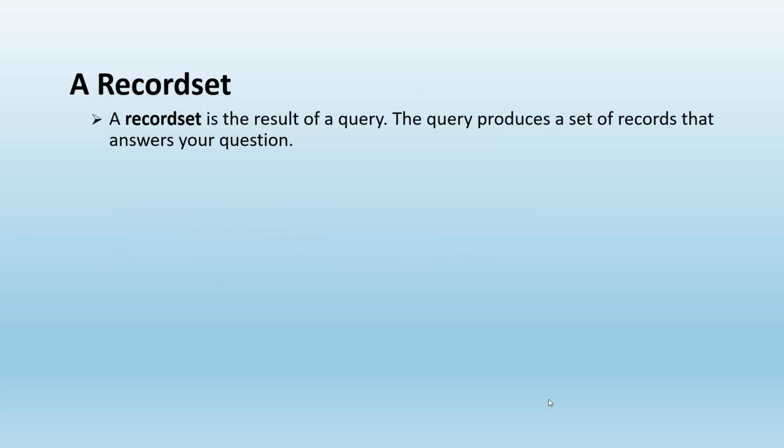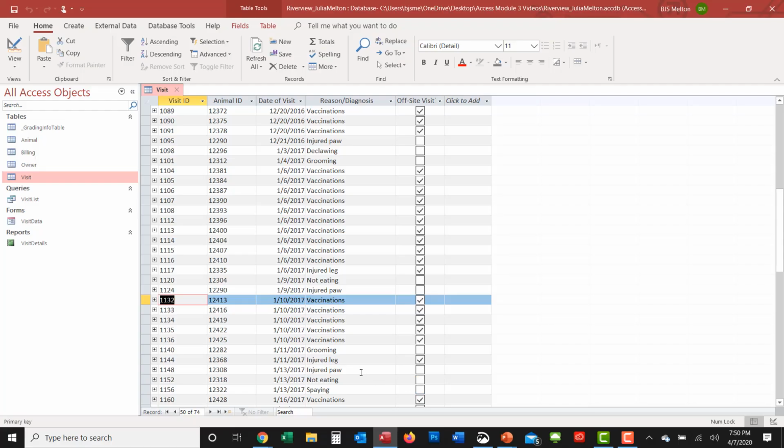Now, you need to understand the term record set. A record set is the result of a query. So if we ask a question with the veterinary database that we're working with, we want to know something specific. I want all of the dogs that were in the month of January. What it brings back is a record set, or the result of that question or query. It's the set of records that answers your question. So we're going to close our visit table.